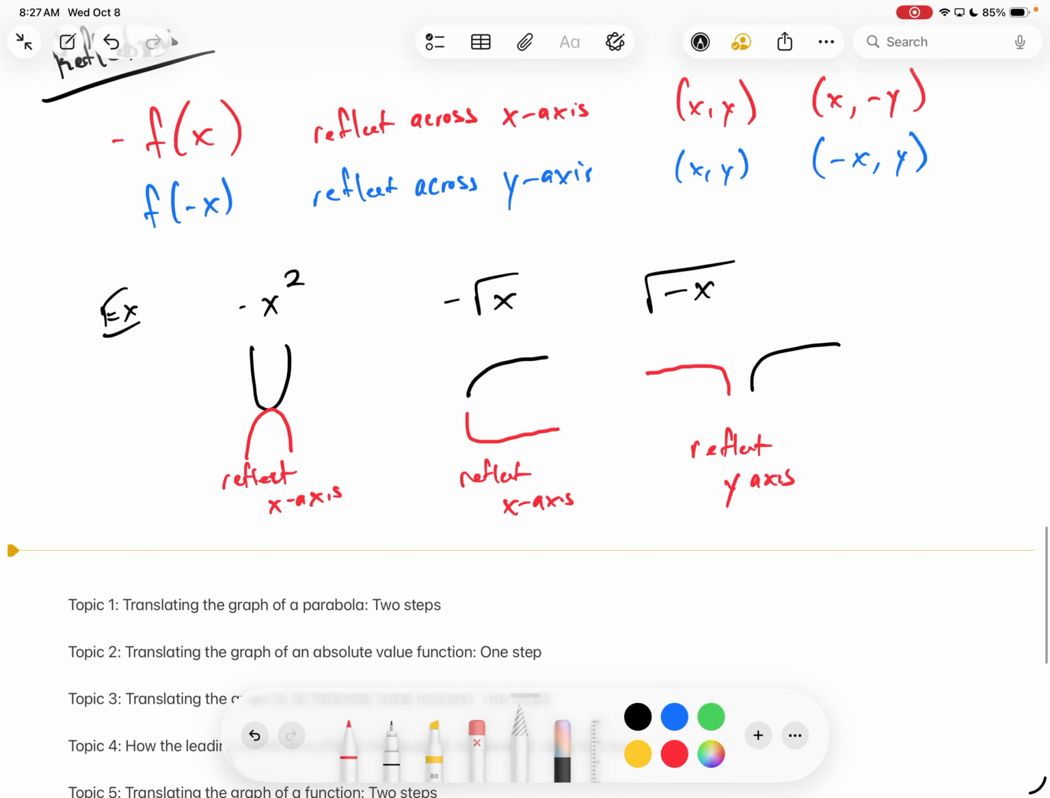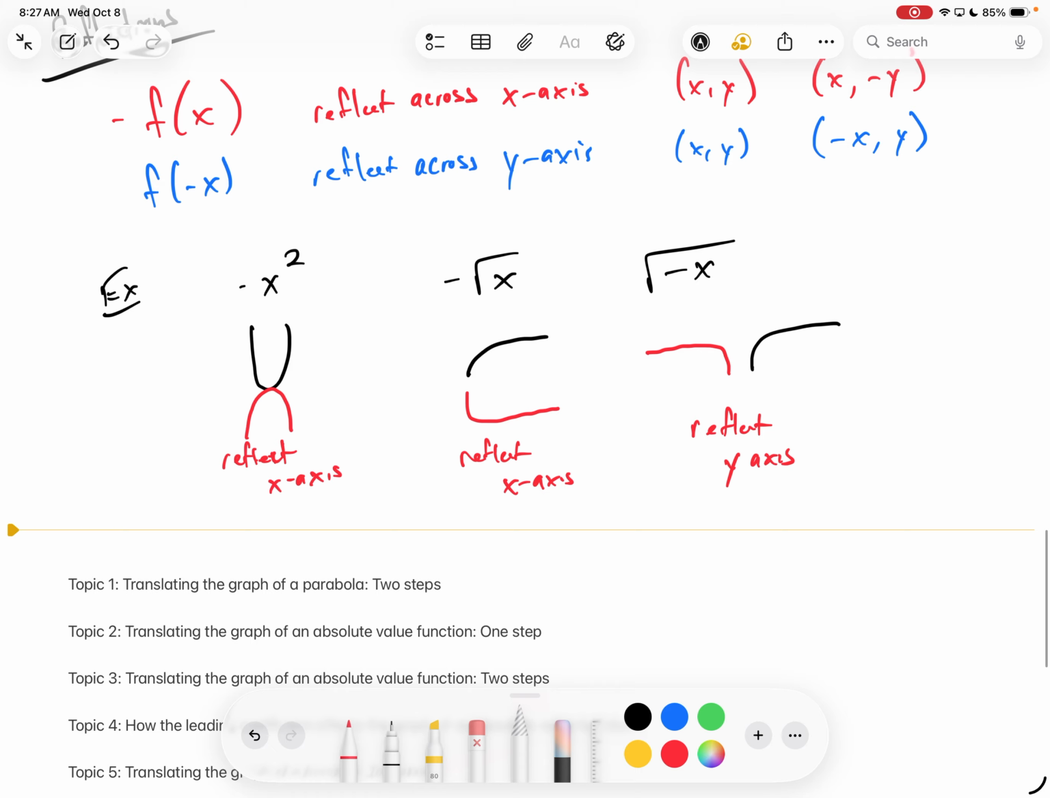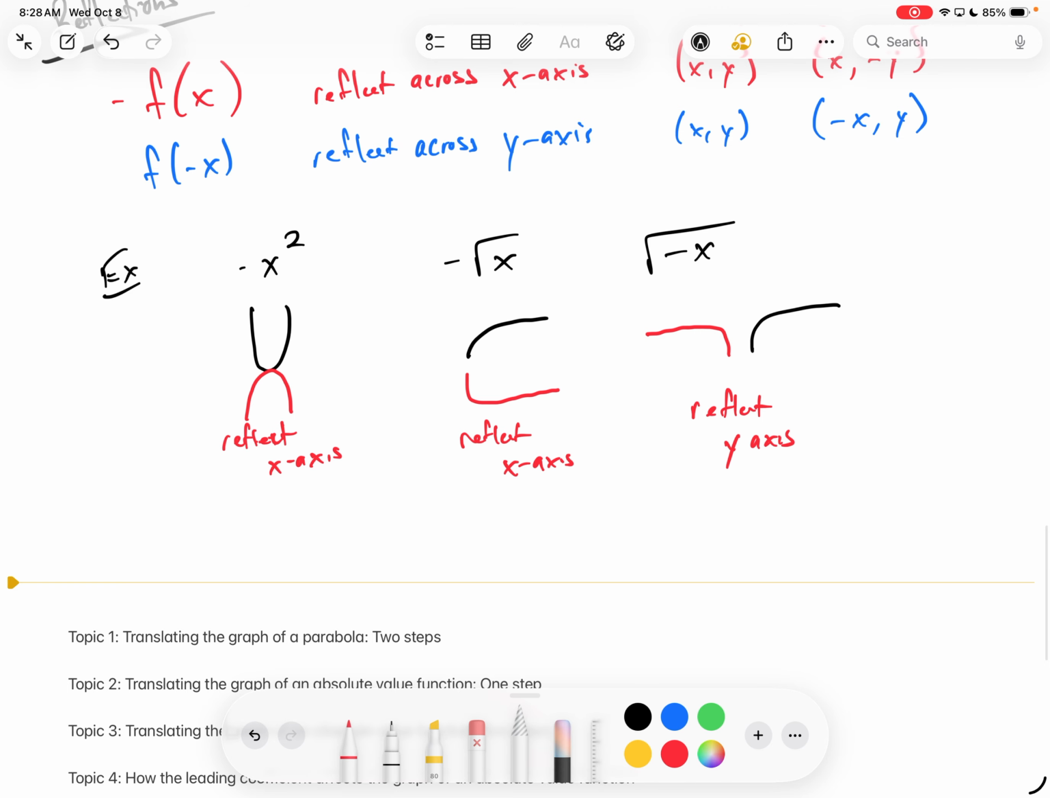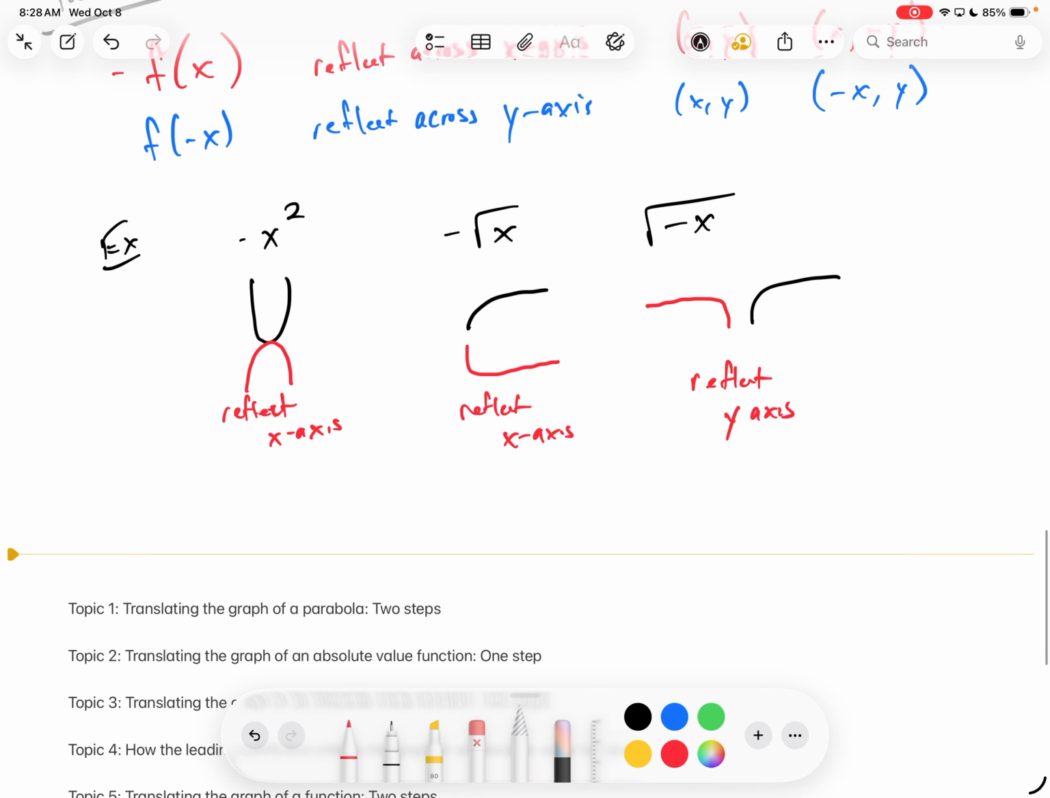All right, so that is all the different transformations. And like I've done the different examples, but it does not matter if you do absolute value or x cubed or x squared. They all work the same way. If you add or subtract something on the outside, it moves it up or down. If you add or subtract something on the inside, it moves it left or right. If you multiply something on the outside, it stretches it vertically or shrinks it vertically. If you multiply something on the inside, it stretches it horizontally or shrinks it horizontally. If you multiply by a negative, it flips it up and down. If you multiply by a negative on the inside, it flips it left and right.